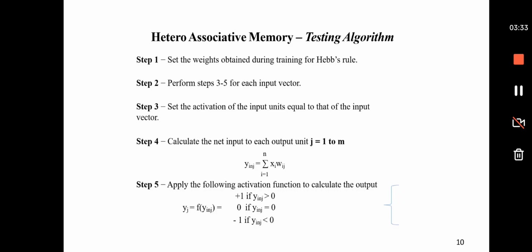In testing, trained weights are applied. The input vector is given to the network. The net input of each output neuron is calculated. After applying the activation function, the associated output pattern is obtained.